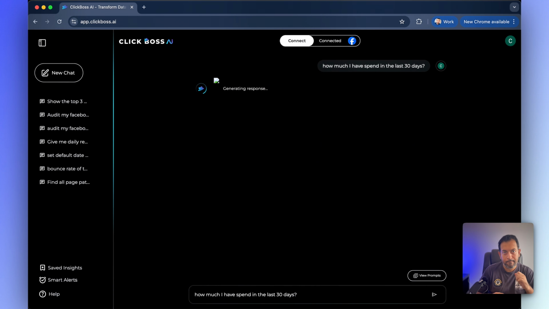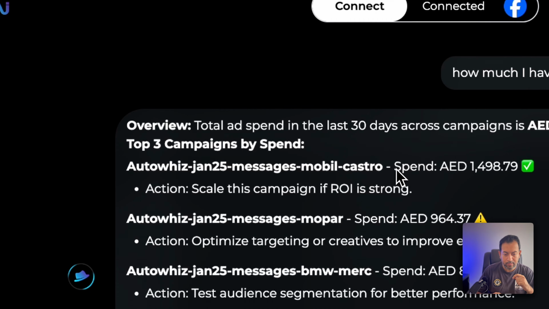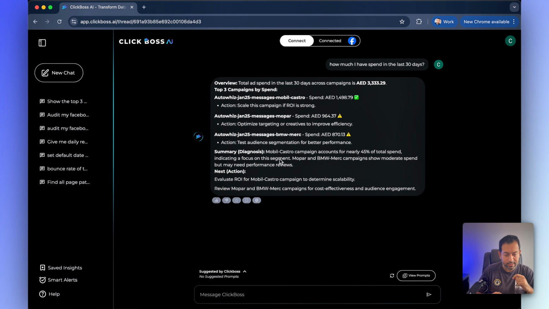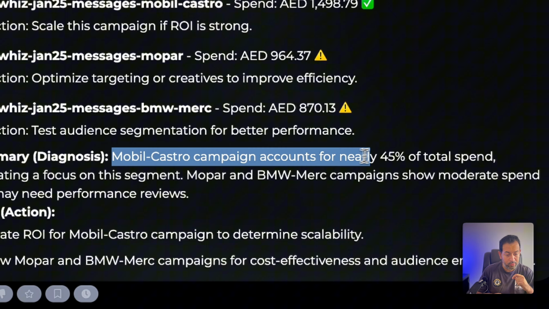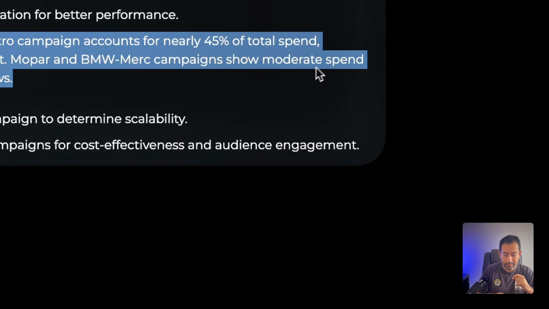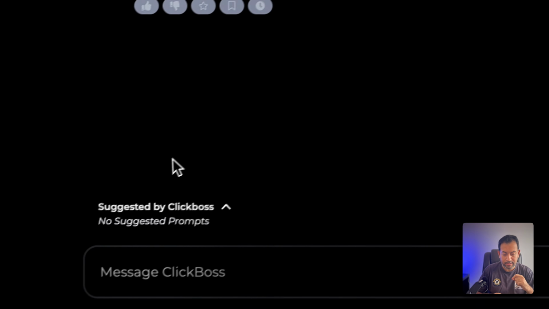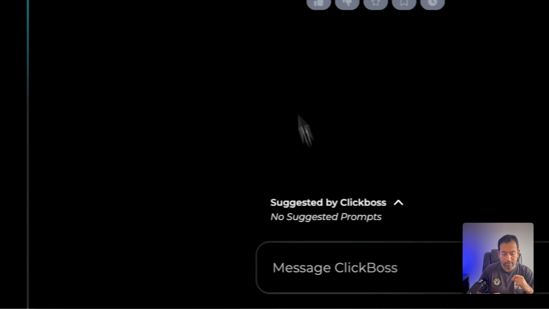Generating response. Okay. I think it probably takes some time because it's analyzing the data. So this is what I've spent in the last 30 days. Then it gives me the campaign breakdowns, and then it gives me the summary as well. It says that I need to work on this campaign. Okay, perfect. Let's move to the next one.